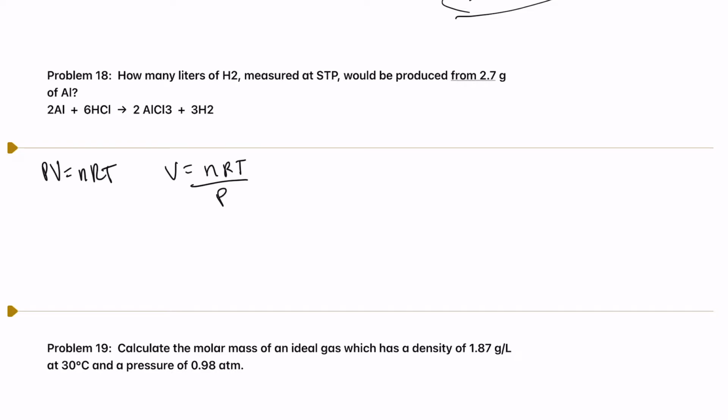Next, how many liters of hydrogen measured at standard temperature and pressure would be produced from 2.7 grams of aluminum?